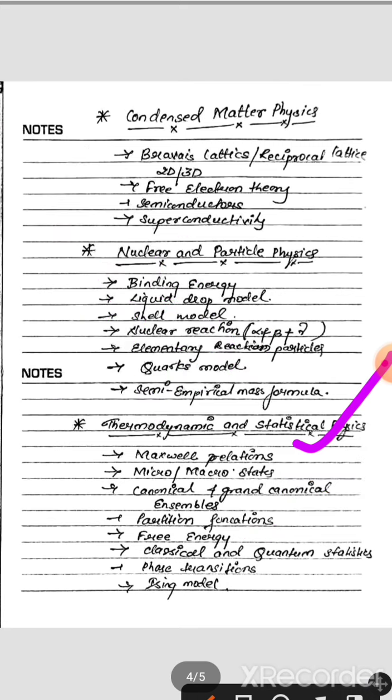And next, phase space, and phase transition, that is from one phase to another phase, those are the things that you should cover in this one. And the Ising model.